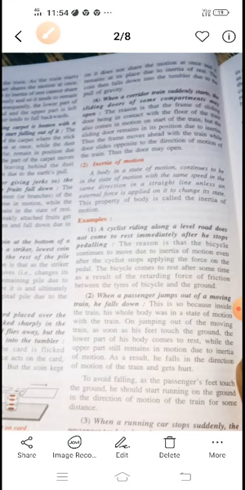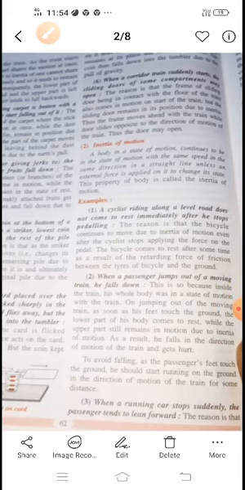So the next one is inertia of motion. I told you already, if an object is moving, it will keep moving. It does not want to change its position. So let us see some of the examples. Best example, the second one.